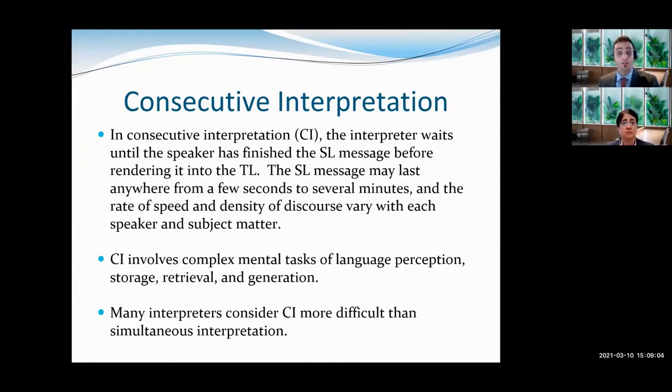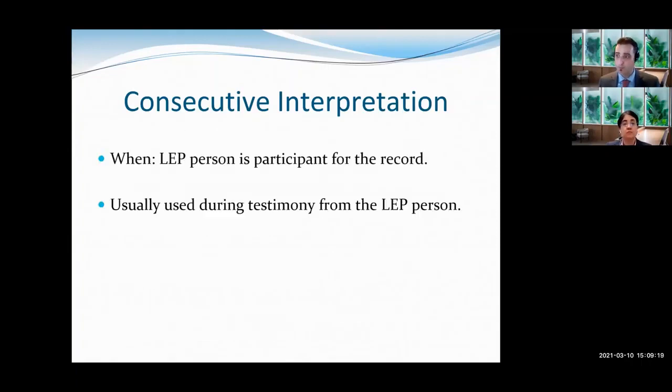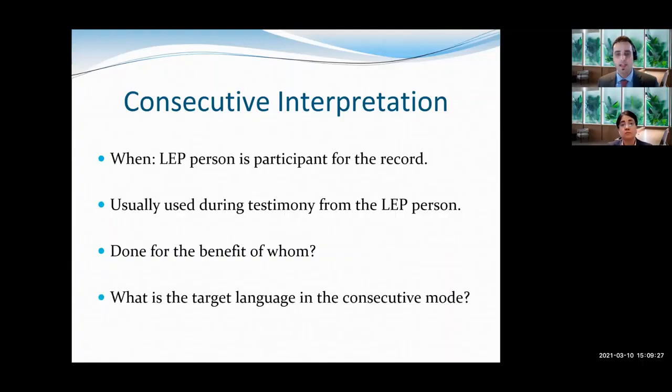Now in my career, I love consecutive. It's a lot of fun. It's thrilling to do it because that's the only time that they speak. They're on the witness stand. It's their moment. You really get to represent that part for justice to be served. It can be a little bit challenging at the beginning, though. Preparation's important. When do we use this? Well, we use it when that LEP individual is a participant for the record. So when they have to speak, we would go into consecutive.